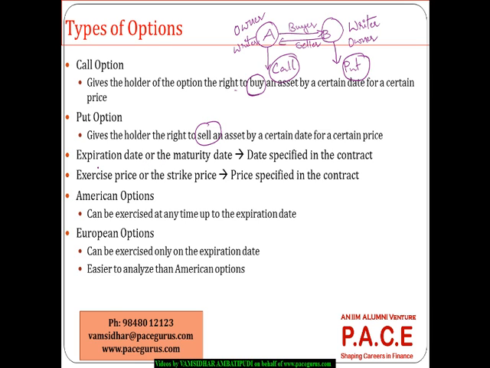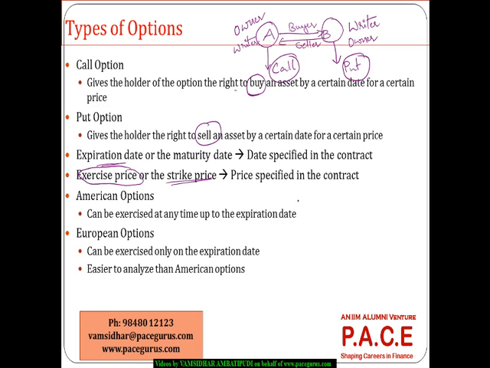And every option, whether it is call or put, has an expiration date or the maturity date that is specified in the contract. So that is the date on which either the right would be exercised or expired. Similarly, exercise price or strike price talks about the price at which the option holder can buy or sell the asset on that expiration date.